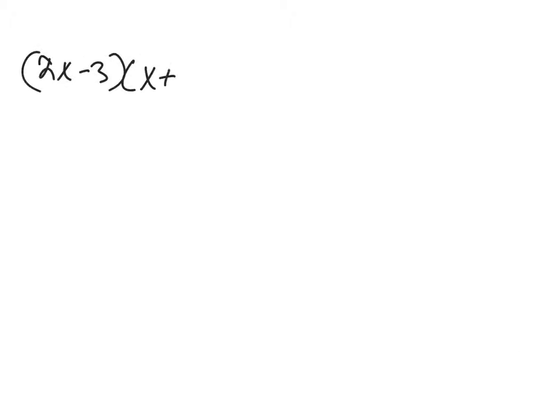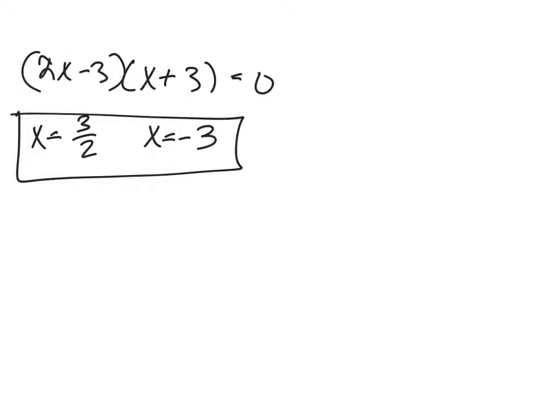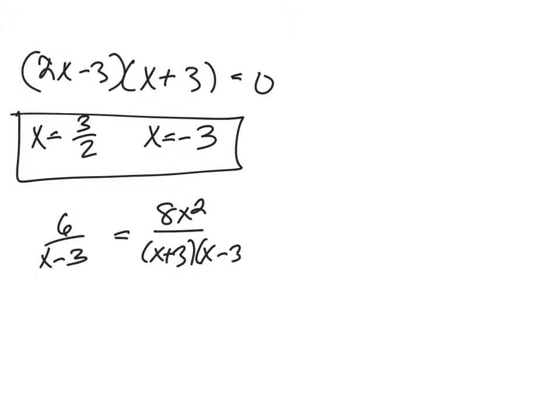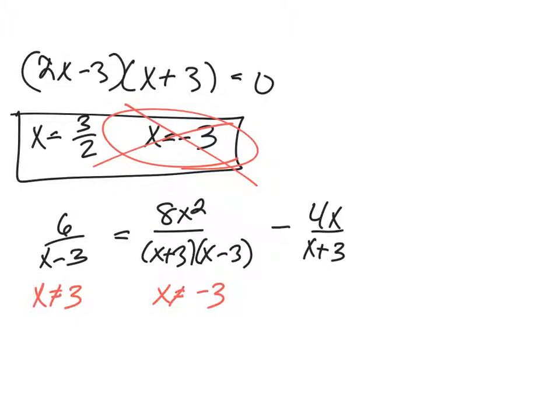2x minus 3 and x plus 3 equals 0. Solve. x equals 3/2. x equals -3. Okay, we could have an extraneous solution. I usually go back to the original problem as one way to check and look at all the denominators. What can x not equal? Because it would give us 0. x can't equal 3 and x can't equal -3. Well, here we have a -3. Therefore, this should be our only real answer.